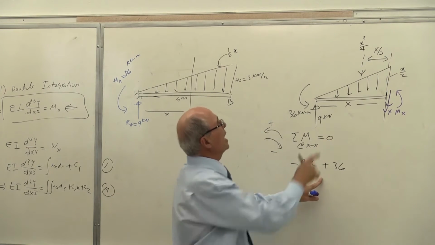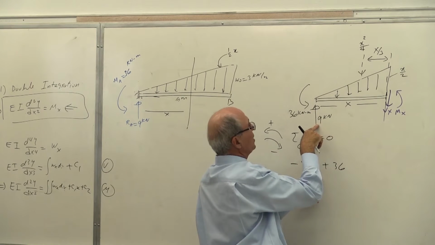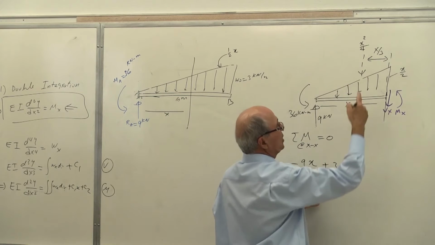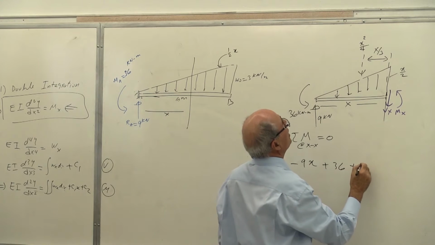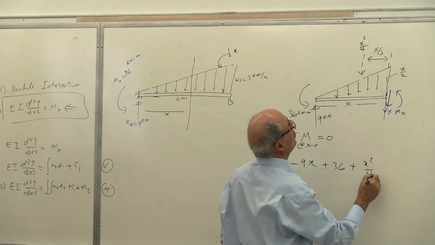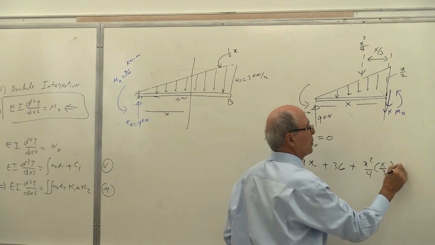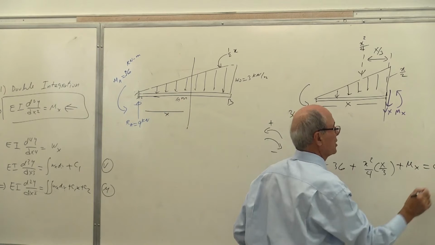Anyhow, so then I have to take the moment. See, I took the moment of that one. This is already a moment. Now I'm working on that one. Plus, because it's going that way, is plus x squared over 4 multiplied by x over 3, which is that moment, plus M(x) equal to 0.